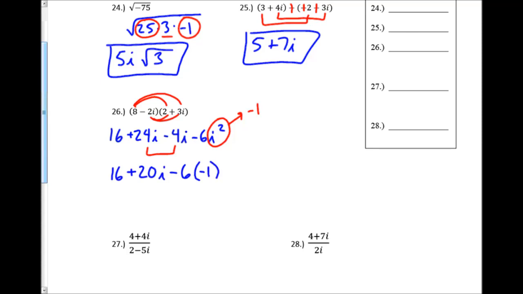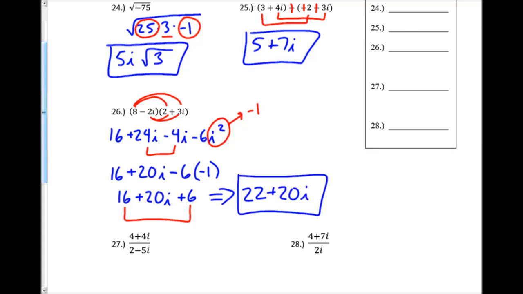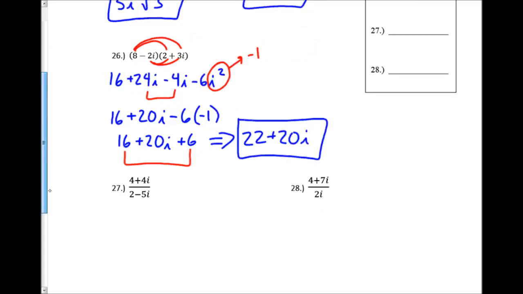Okay? We have to simplify these because they're numbers. We have to simplify them as far as possible. That's going to give me a plus 6. And now I have more like terms I can combine, which means this is going to be a 22 plus 20i. Okay? We deal with it just like we would variables, but then we have to remember to take care of those powers of i.